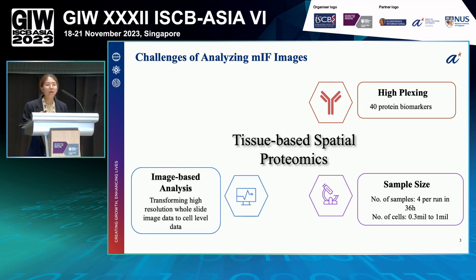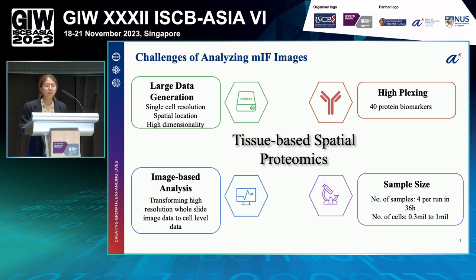And we also rely heavily on image-based analysis. Essentially what we're doing is transforming high-resolution whole slide image data to cell-level data, and that generates a lot of information at the single-cell resolution. We also have information at the subcellular level, like the nucleus, the cytoplasm, the cell membrane. And because this is spatial proteomics after all, it involves the spatial location of each and every cell as well. Overall, the data is very high-dimensional. So all these factors combined make it quite challenging for, let's say, a non-bioinformatician to analyze.